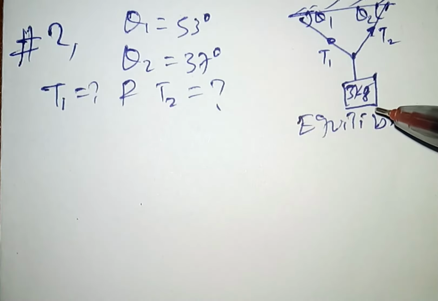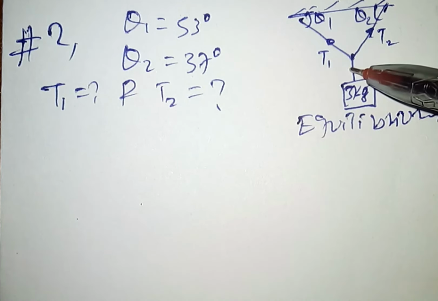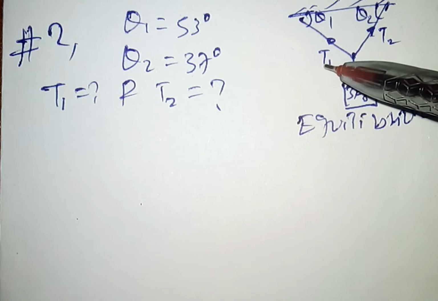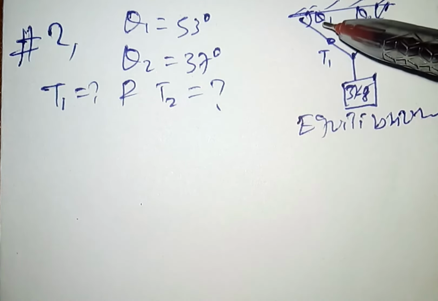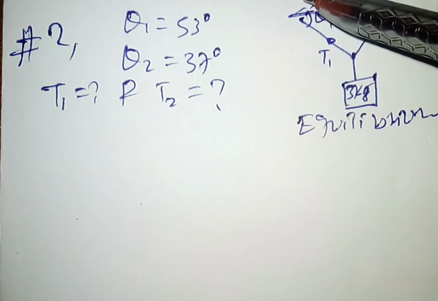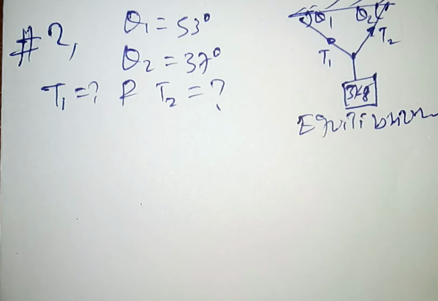An object of mass 3 kg is hanged by 3 ropes. Rope 1, 2, and this is the third one. If the system is in equilibrium, what will be the tensions T1 and T2? Where theta 1 is 53 degrees, the angle which rope 1 makes with the horizontal, and theta 2 is 37 degrees. It is the famous equilibrium problem. Then we can solve it easily by using the concept of equilibrium.